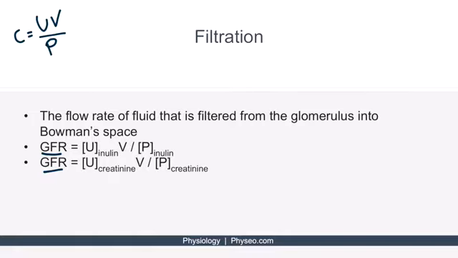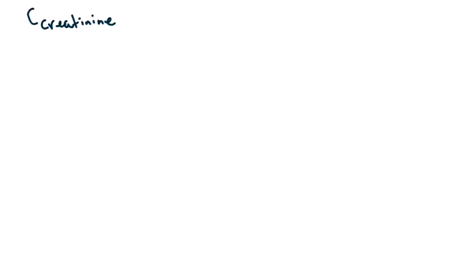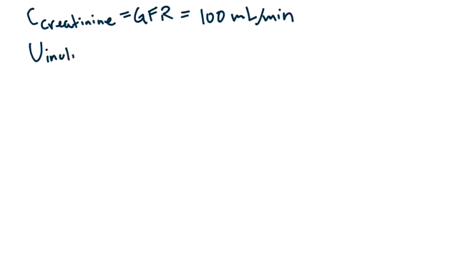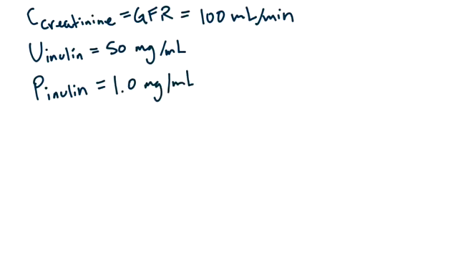Okay, let's go through an example. If the clearance of creatinine is 100 milliliters per minute, the concentration of inulin in the urine is 50 milligrams per milliliter, and the concentration of inulin in the plasma is 1 milligram per milliliter. What is the urinary flow rate?